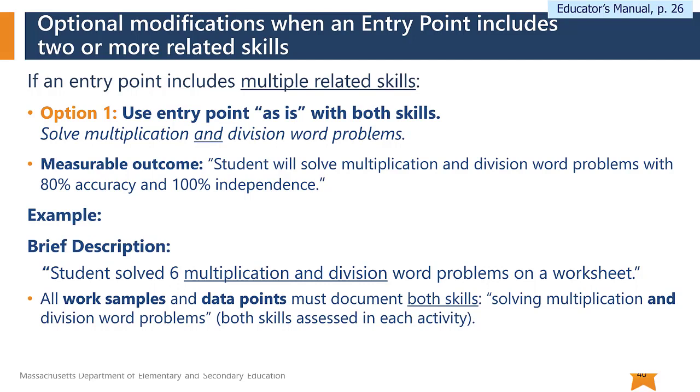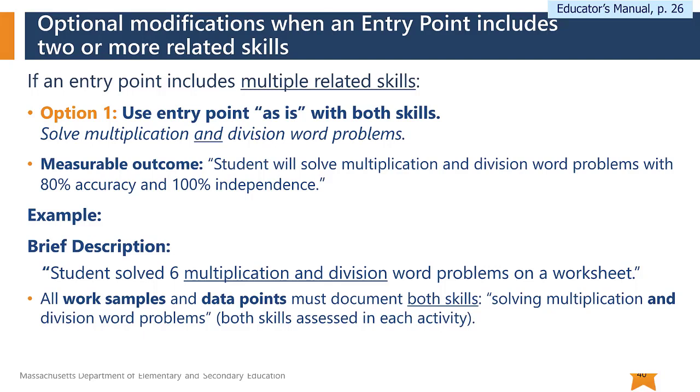Works pretty well. However, if you get to an entry point that has 2 related skills, such as this one here in option 1, solve multiplication and division word problems, the measurable outcome then says, student will solve multiplication and division word problems with 80% accuracy and 100% independence. The example that we should see is that every brief description is going to have both of those skills. So in this case, student solved 6 multiplication and division word problems on a worksheet. All the work samples, all the data points will have both skills because in the measurable outcome, you said you were going to do both skills.